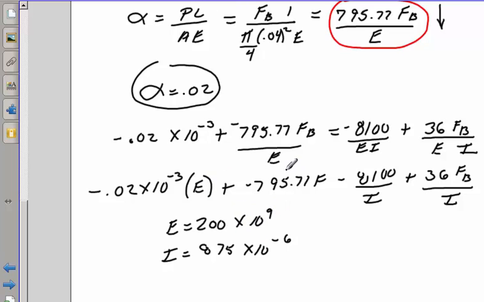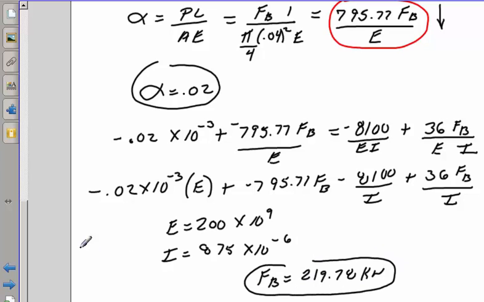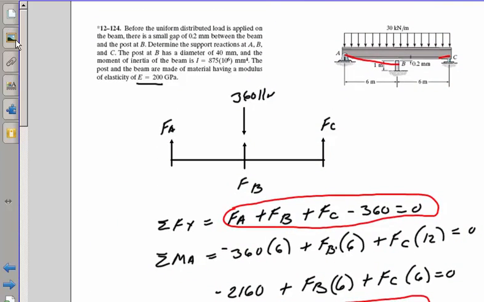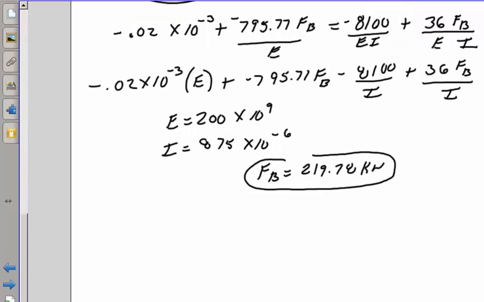Okay, all you have to do now is put that in here. And this is FB, and solve for FB. Move FB to one side, and when you do that, you'll get FB as approximately 219.7 kilonewtons. Okay, and then once you have that, take it, put it back into these equations here, find FA and find FC, and you'll get FA is equal to FC, which is equal to 70.11 kilonewtons.